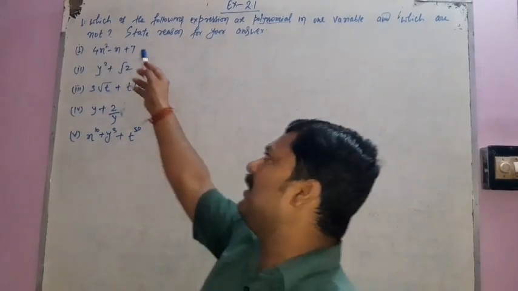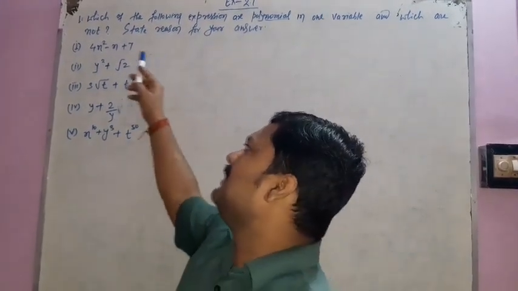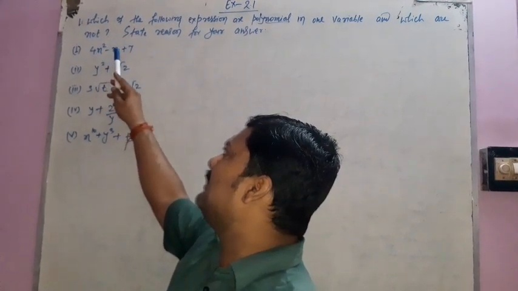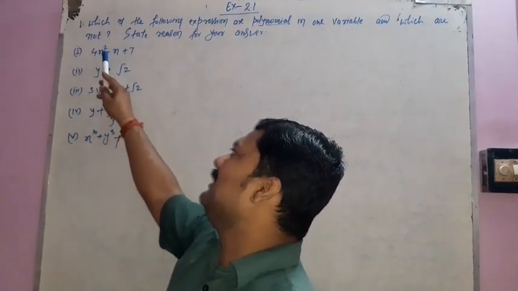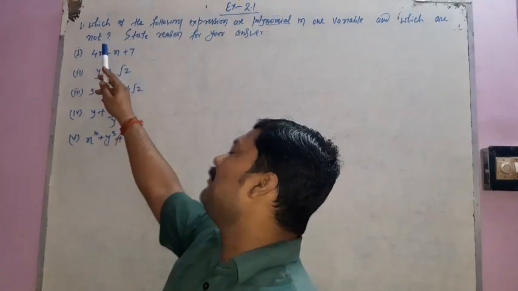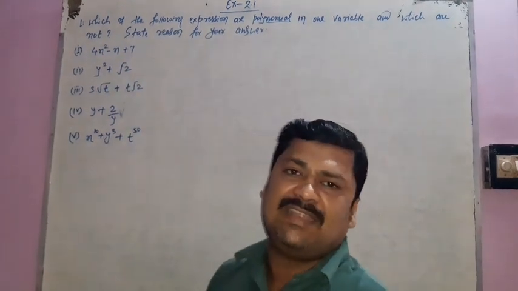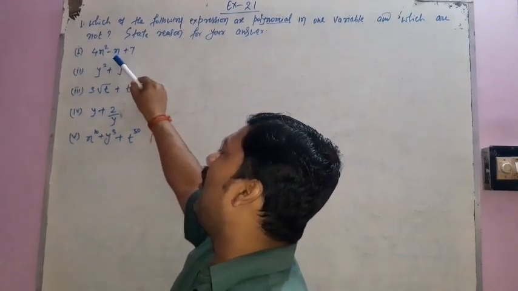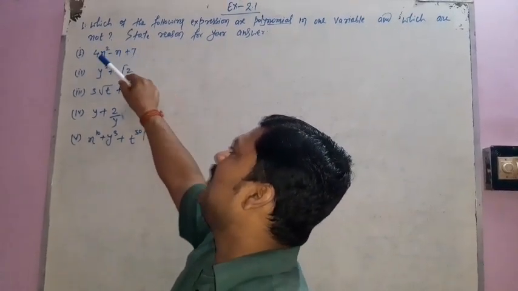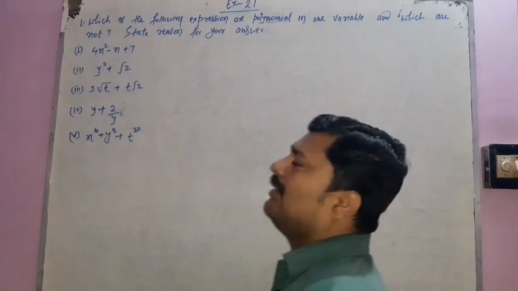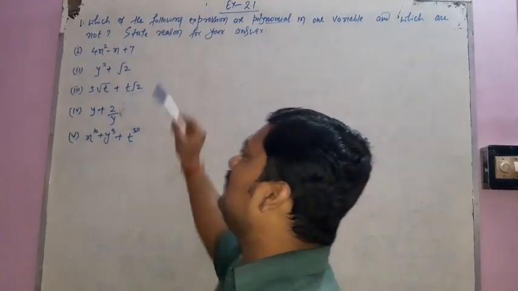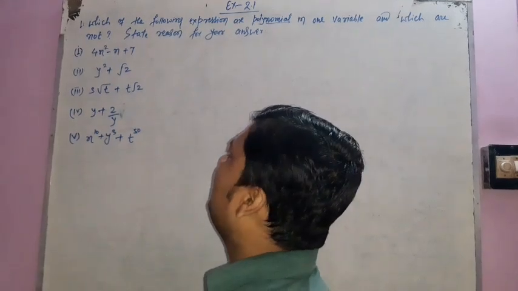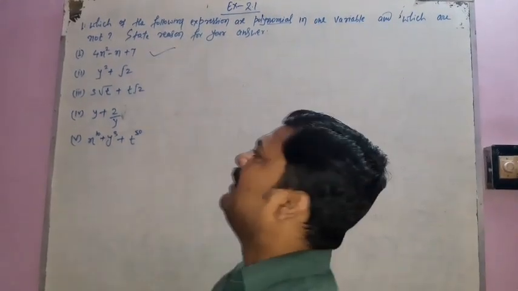So you are looking at the first one. This expression is a polynomial. Why? Because all the variables that come in this expression, their degree is a positive integer. So if the degree of all variables present in an expression is a positive integer, then it is a polynomial. Now in this polynomial only one variable comes here, x. So you can say that this polynomial is in one variable.